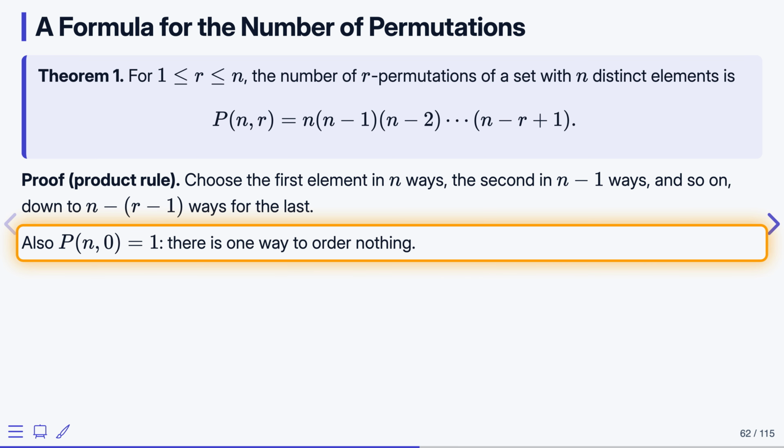One more fact. P(n, 0) is 1. There is exactly one way to arrange nothing, namely the empty arrangement. That looks like a technicality now, but it keeps the formulas tidy later.